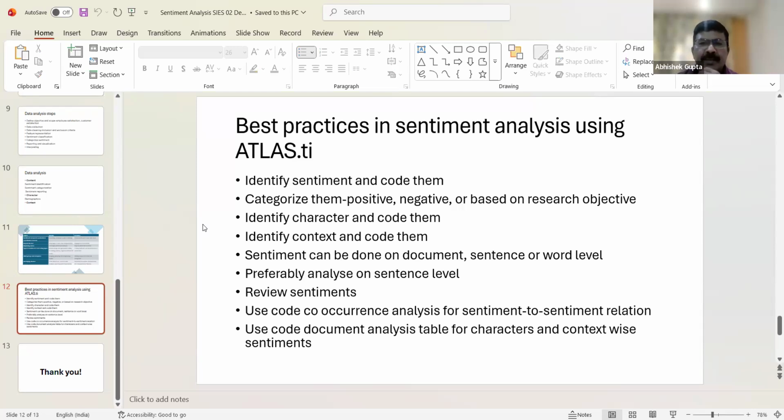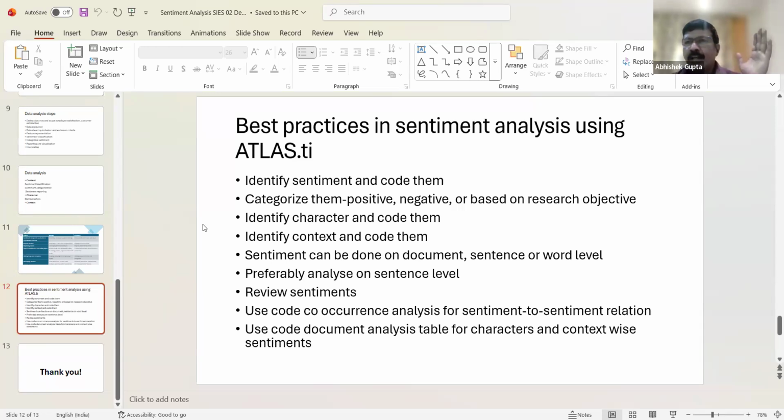Identify sentiment and code them, categorize them as positive or negative, based on the research objective. Identify characters and code them. Identify context. Context is very, very important. Never leave context while doing sentiment analysis, because without context, people will simply ask in which context this sentiment is emerging.